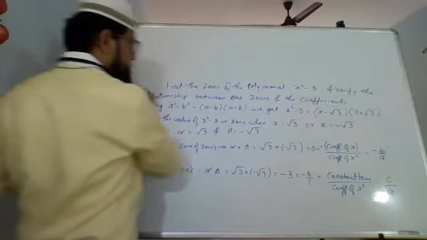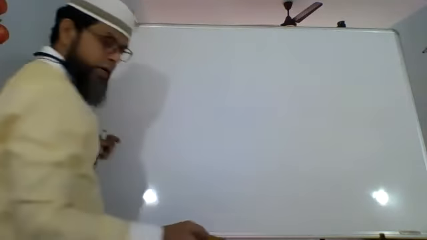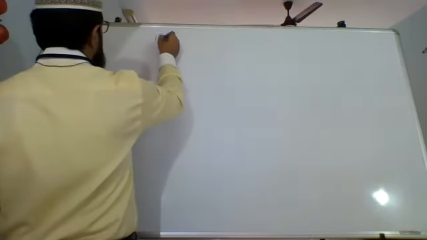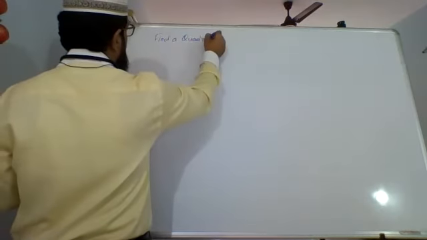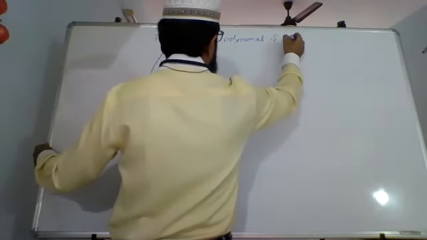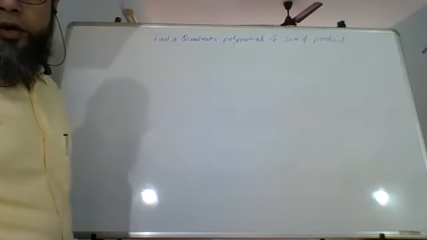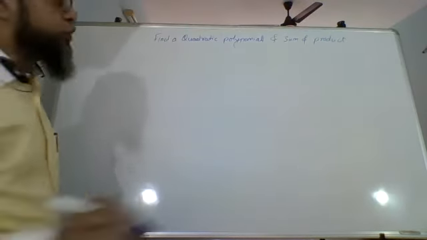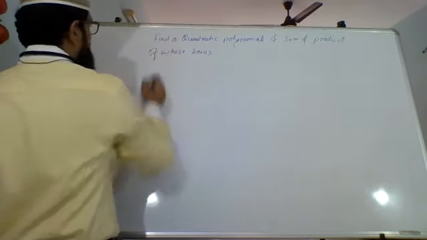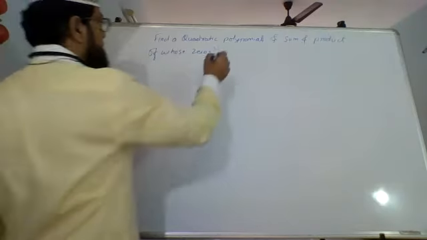Find a quadratic polynomial, the sum and product of whose zeros are minus 3 and 2 respectively.